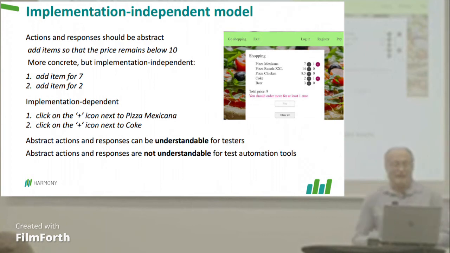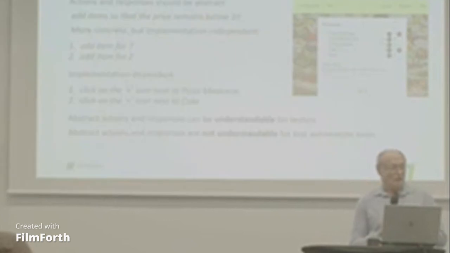It's okay, and we can have an implementation dependent way. So first click on the plus icon next to Pizza Mexicana and click on the plus icon next to Coke. This is implementation dependent, and it's not a good solution because the abstract actions and responses should be understandable only for the testers, but not for any test automation tool.